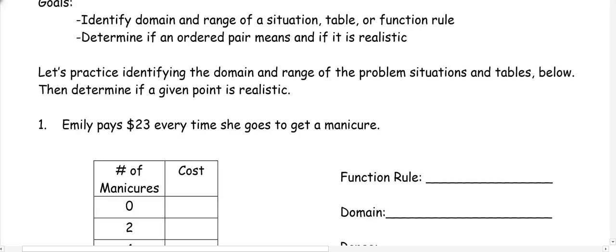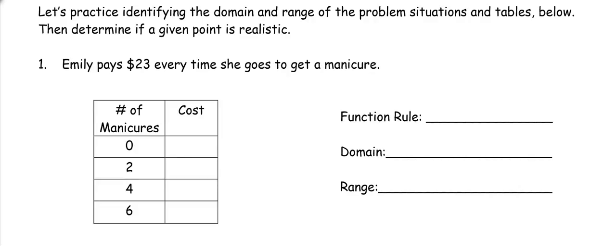This video is about identifying domain and range of a situation, table, or function rule, and determining what an ordered pair means and if it is realistic. So let's practice identifying the domain and range of a problem situation and table below, and then determine if a point is realistic. So Emily pays $23 every time she goes to get a manicure.